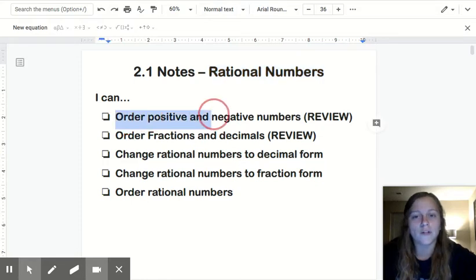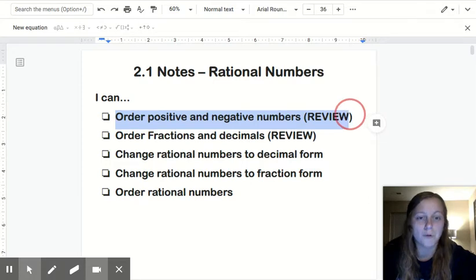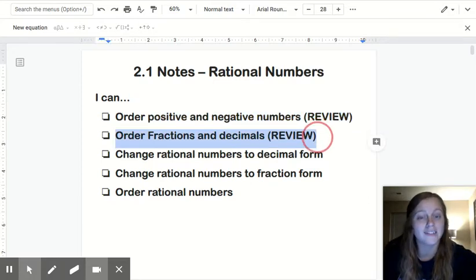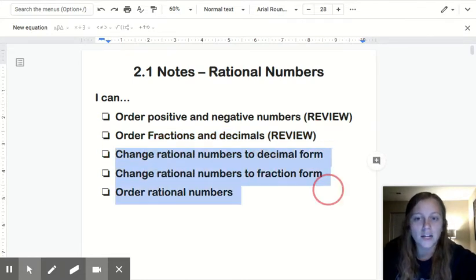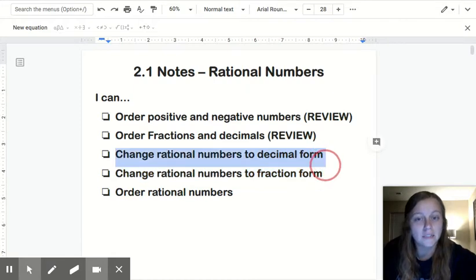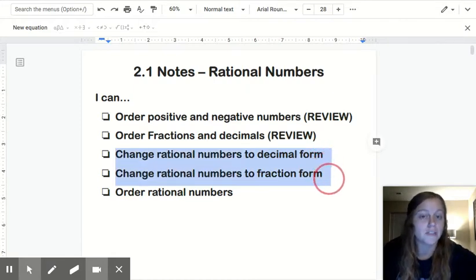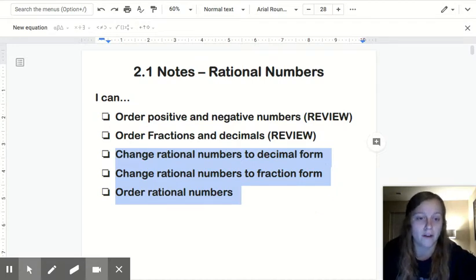By the end of the hour, you should be able to order positive and negative numbers. As you can see here, I put that's technically review. We've done that. Order fractions and decimals, also technically review, but skills you'll need today. Change rational numbers to decimals, change rational numbers to fractions, and then we'll also get a little start on ordering rational numbers.